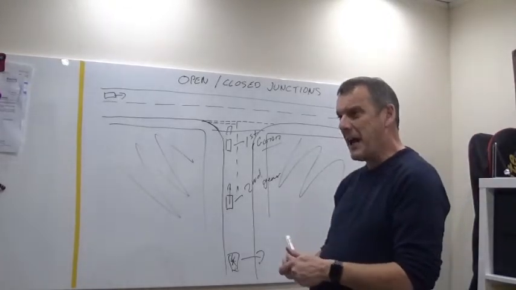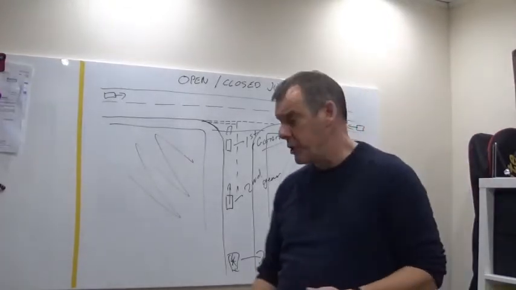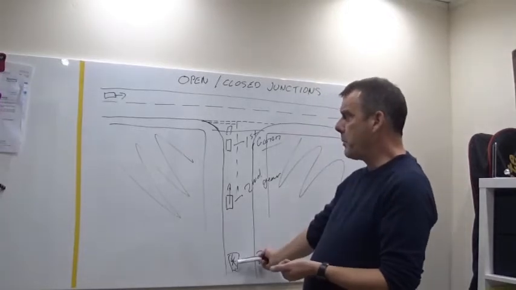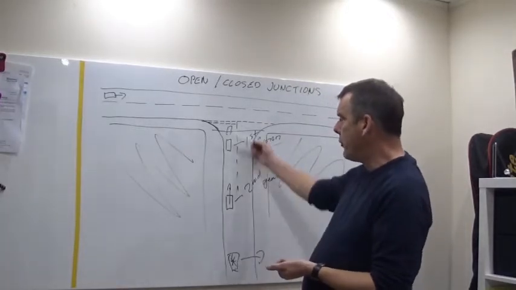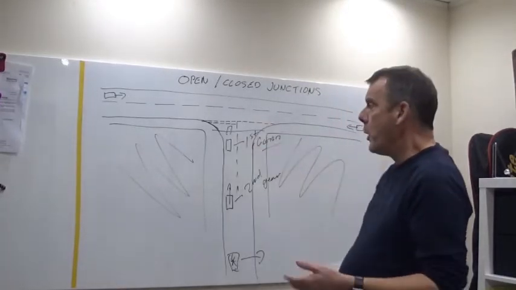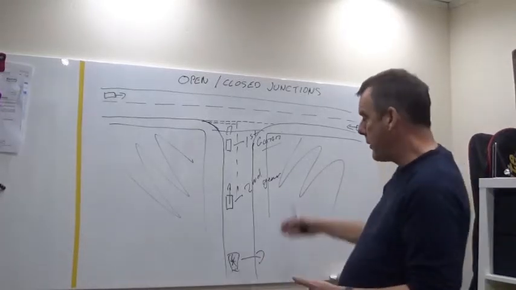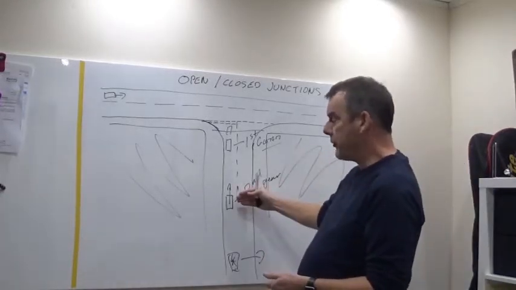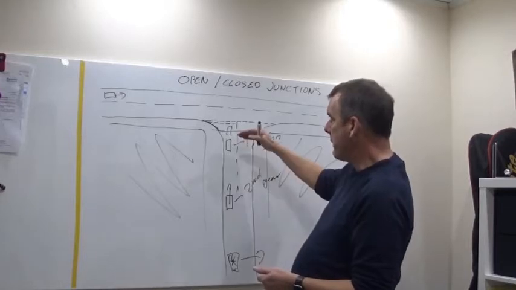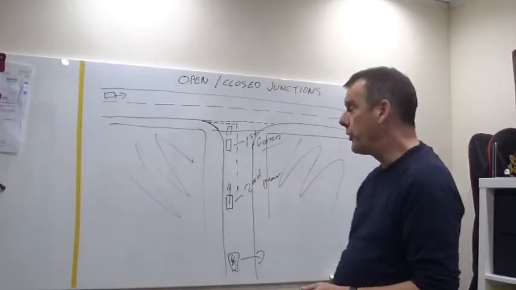So actually understanding what an open and closed junction is, looking for it to be open or closed well before we get up to the junction, will help us plan how we're going to deal with it, whether we are going to just need to slow down for second gear or whether we need to slow right down and go into first gear.